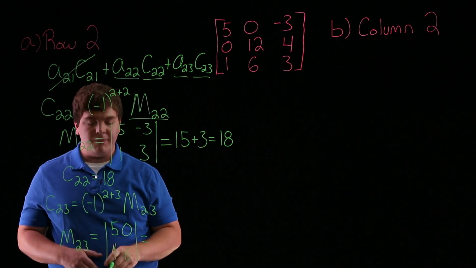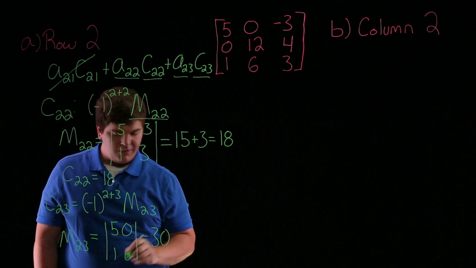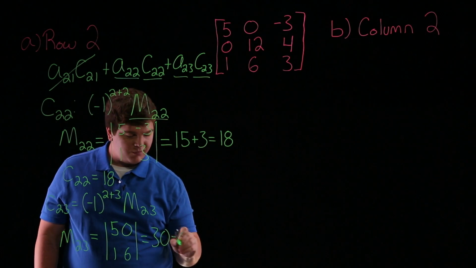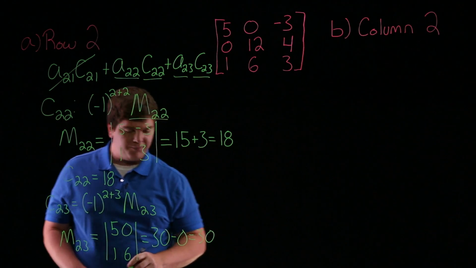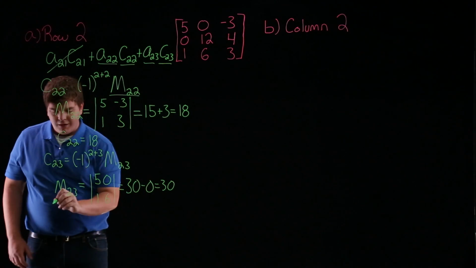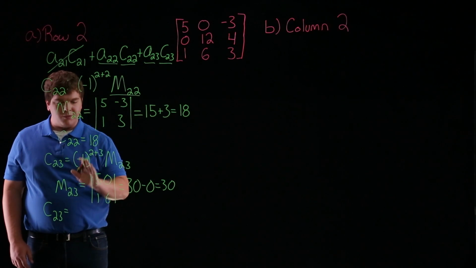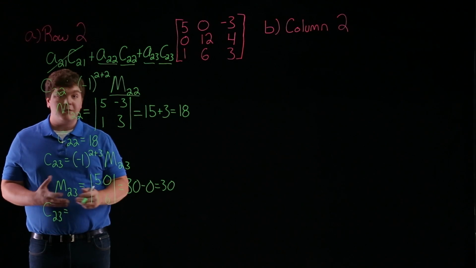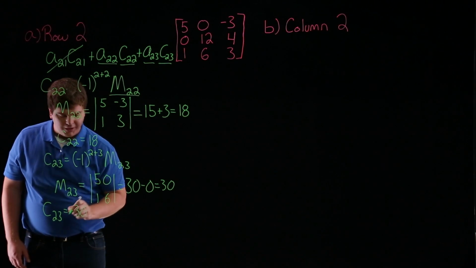Now taking this determinant, we have 5 times 6, which is 30, and we're subtracting 0 times 1, which is 0. So this is equal to 30. So what we have is C23 is equal to -1 to the 5th, which is -1, times M23, which is 30. So C23 is -30.